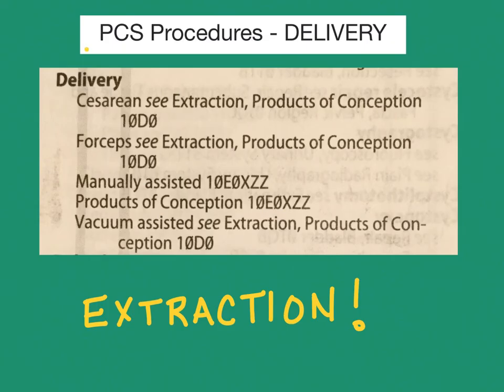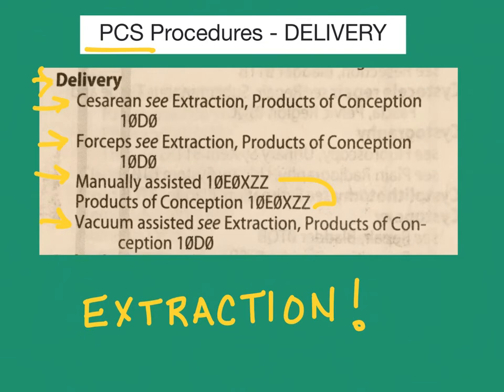Now let's focus on PCS procedures for a few minutes within that PCS alphabetic index. Let's take a look at the main term of delivery, as this is our procedure, correct? Here you see subterms for cesarean, forceps, vacuum, manually assisted. Note that the subterms manually assisted and products of conception lead you to the same code. This is just a simple manually assisted delivery.